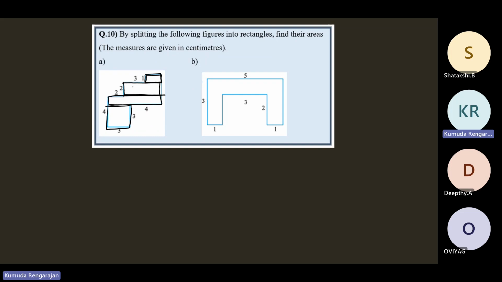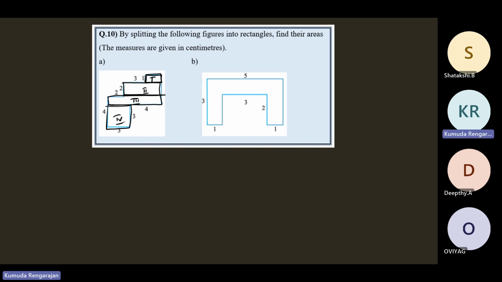Now the area of the whole figure is equal to area of rectangle 1 plus area of rectangle 2 plus area of rectangle 3 plus area of rectangle 4. So we need to find the area of each rectangle. And we know the formula to find the area of a rectangle is L into B. If it is a square, then it is side into side.